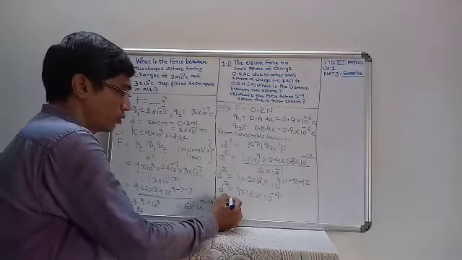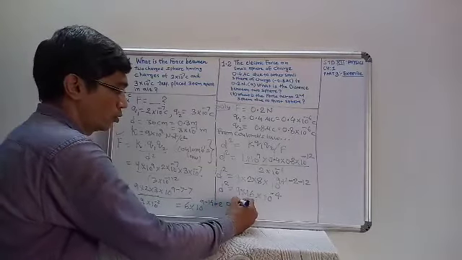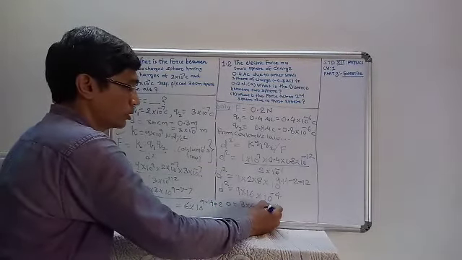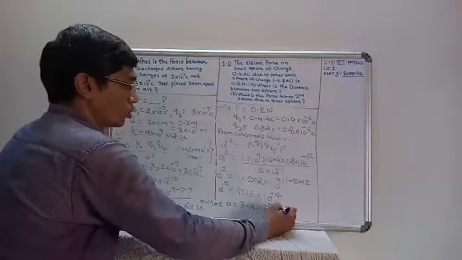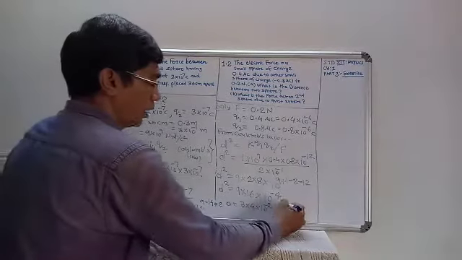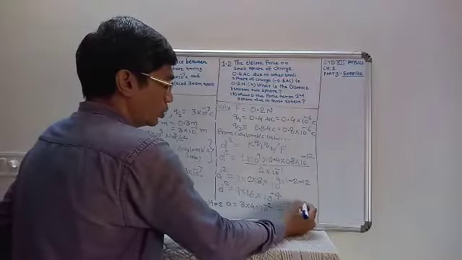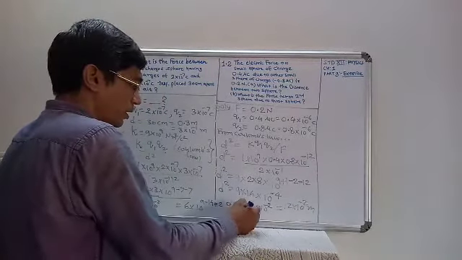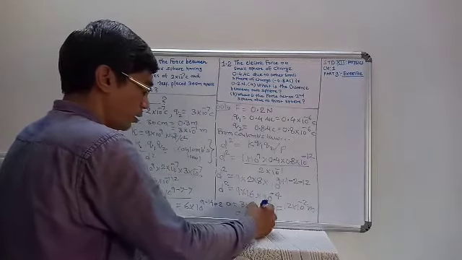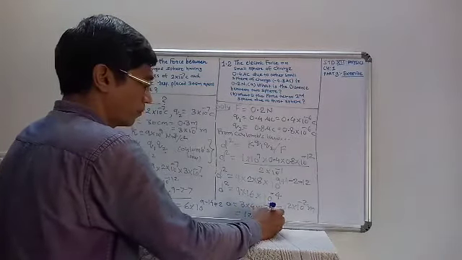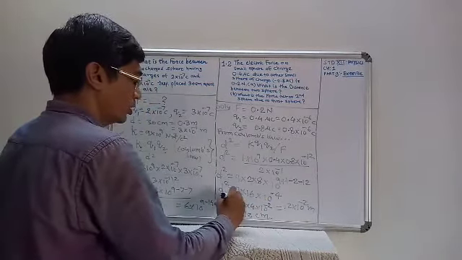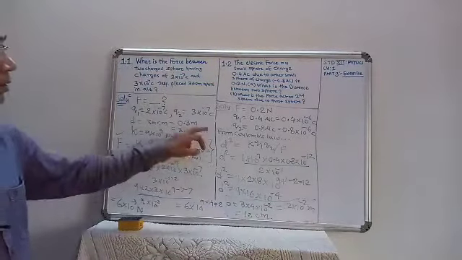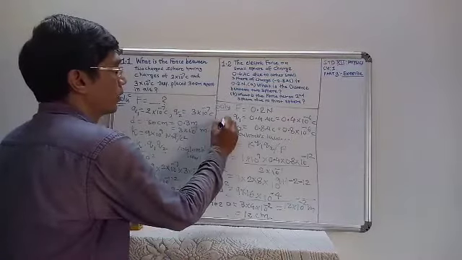So D is equal to 3 into 4 into 10 raised to minus 2. So it is 12 into 10 raised to minus 2 meter, or in other way we can say it is 12 centimeter. So this is the distance, here we are getting 12 centimeter. This is the first answer, A.